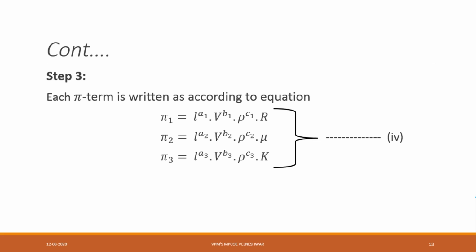Now each pi term is written according to the equation, that is pi 1 is equal to L into A power 1, V into B power 1, rho into C power 1 into R. Next one, pi 2 is equal to L into A power 2, V into B power 2, rho into C power 2 into mu. Here first of all I am taking as main part the resisting force, next viscosity, next bulk modulus. Like this we have to write. Pi 3 is equal to L into A power 3, V into B power 3, rho into C power 3 into K. K is nothing but the bulk modulus. Write this one as equation number 4.